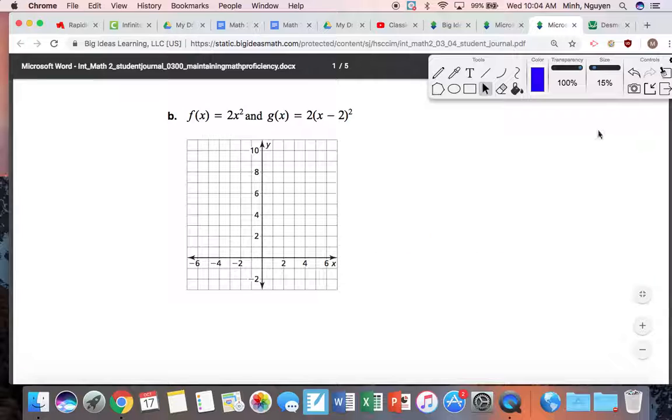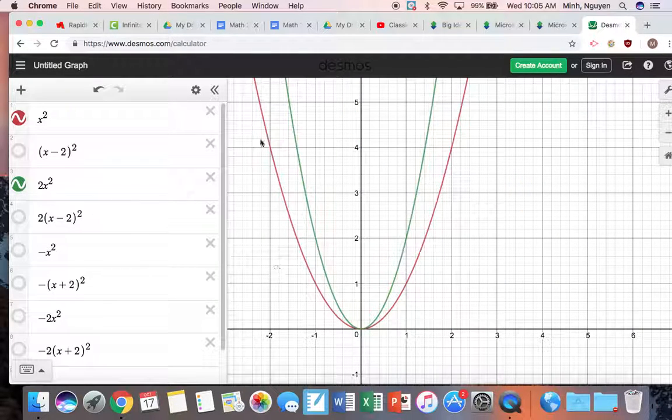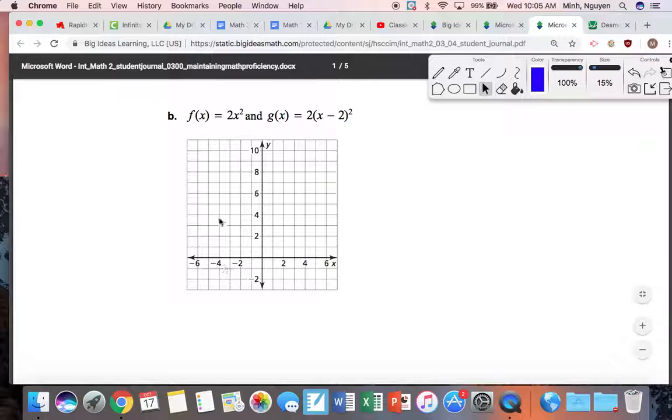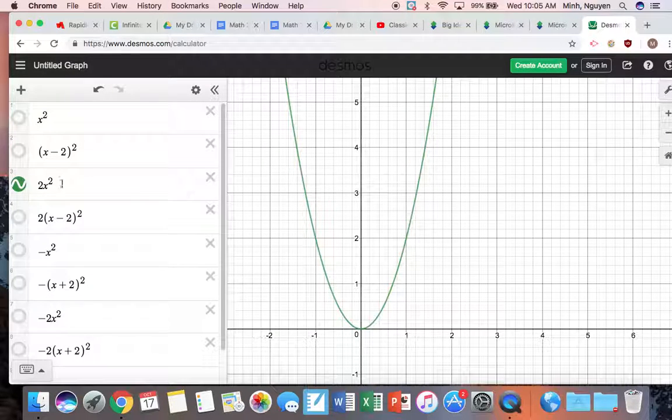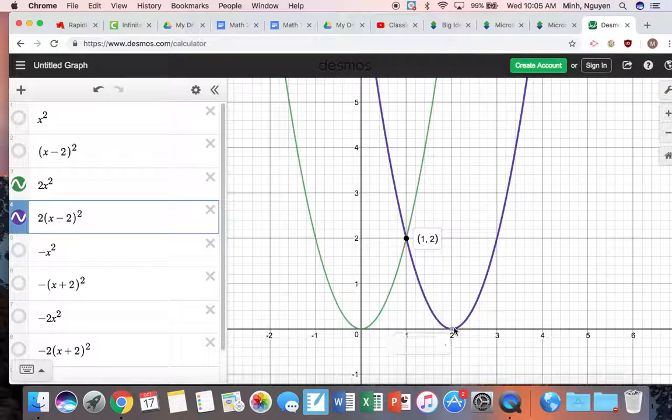Let's do the next one. So you have 2x squared, which what will that number do? It will make it, as a reminder, skinnier or narrower, or vertical stretch. So you have 2x squared, and you can go ahead and copy that, and then 2 times x minus 2 squared. So if we look at this, we start at 0, 0, we go to 1, 2, so that means up 2 over 1. Let's see if that's any different here. Up 2 over 1, which is the same. So you have the same kind of graph, but it moved positions.